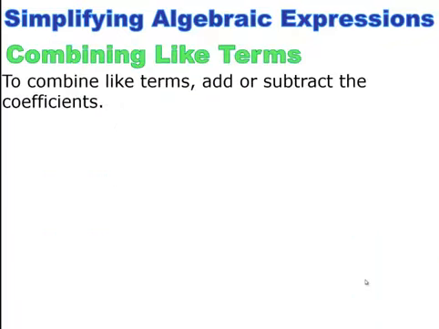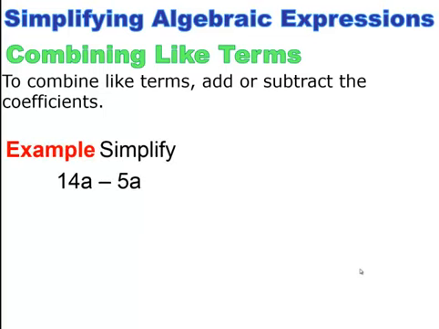So we're going to be working with combining like terms. Well, combining like terms, first you need to have like terms, and remember, like terms are variables with the same exponent, or simply constants. To combine like terms, you're going to add or subtract their coefficients. And in this example, we're asked to simplify. So to simplify, we're simply going to combine like terms.